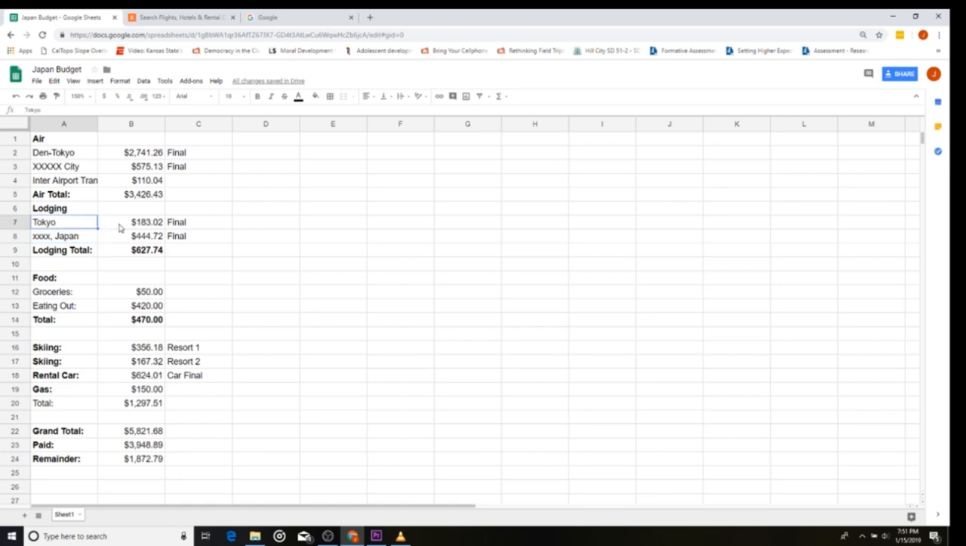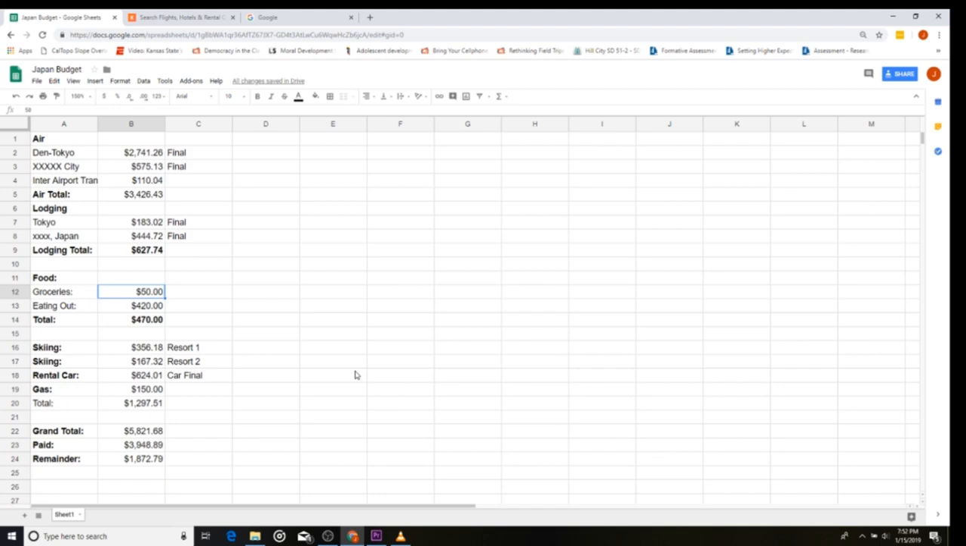And so in Tokyo, I spent two nights for $183 in a decent hotel room. And once again, when I was in northern Japan, I spent seven nights for $444.72. And then once again, I used my sum function to get this value of $627.74.